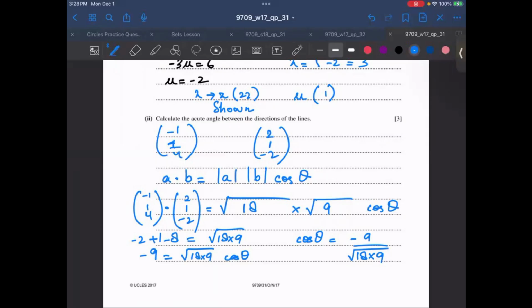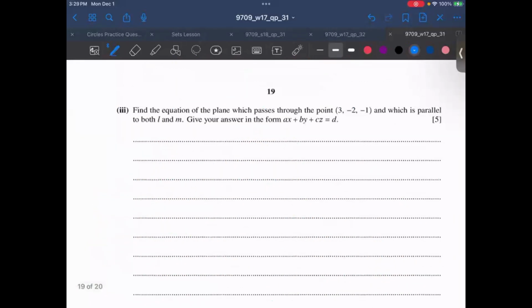And if we are giving it in terms of degrees, that will become 45. So the value of theta is equal to 45 degrees, or if we are giving it in terms of radians, we can give it as pi upon 4 radians. Part 3 is basically a question about planes, which is not part of the syllabus anymore, so we can just ignore this question.